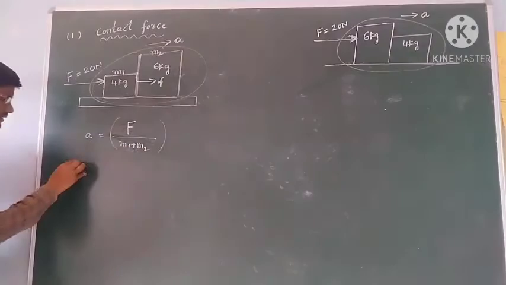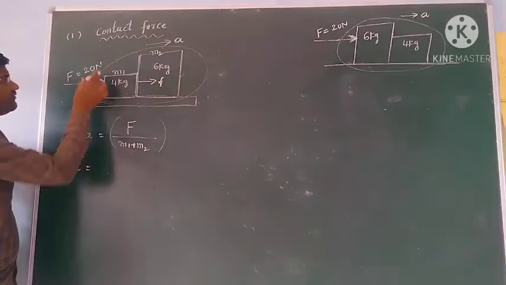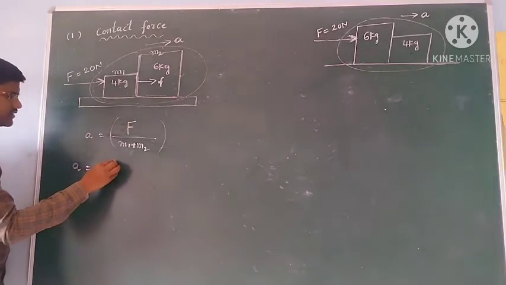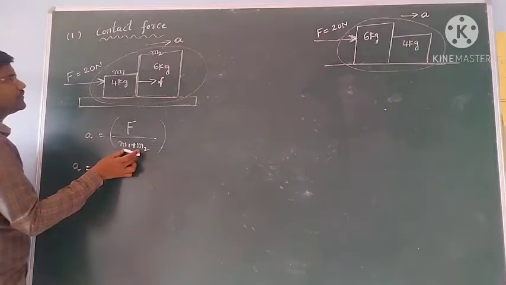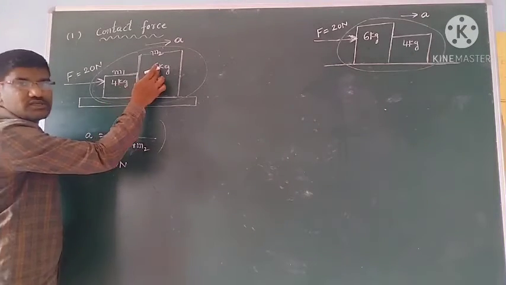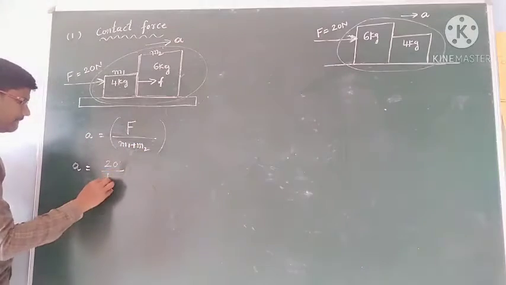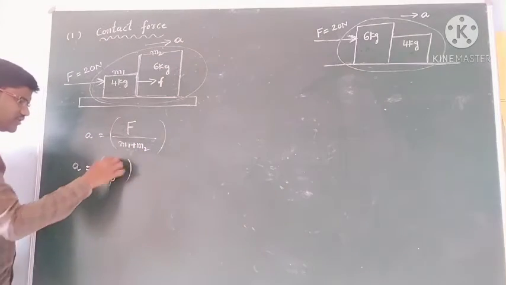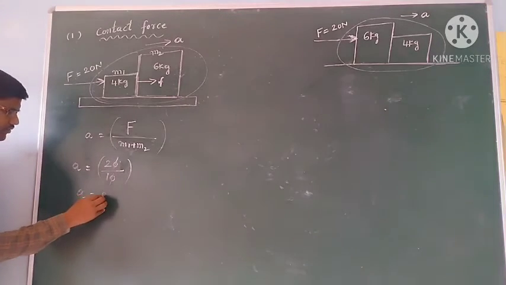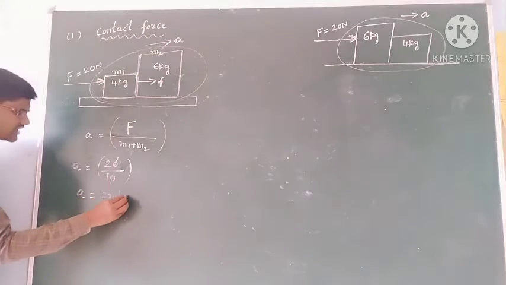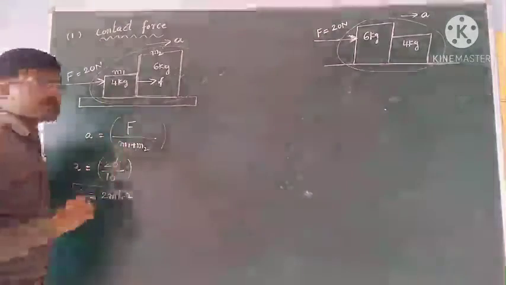Then acceleration A is equal to, see students, F, the applied force, is how many newtons? 20 newtons is the applied force, divided by m1 plus m2. m1 is 6 kilogram and m2 is 4, so you are writing 10. Okay students, then the zeros get cancelled. We will get acceleration A is equal to 2 meter per second square. Means both the blocks are moving with the same acceleration.